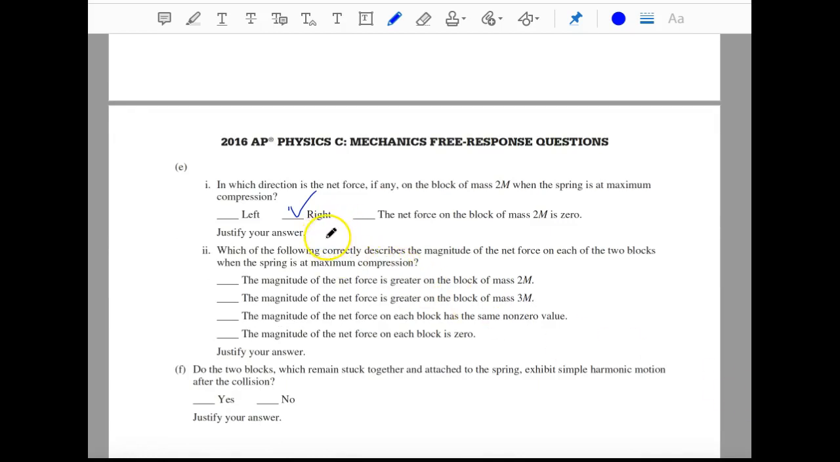When it's compressed, at maximum compression the two-block system is instantaneously at rest, so the only horizontal external force is due to the spring. So here we just put only F, and the external force is from the spring, and it is to the right, so it's acting on that block.